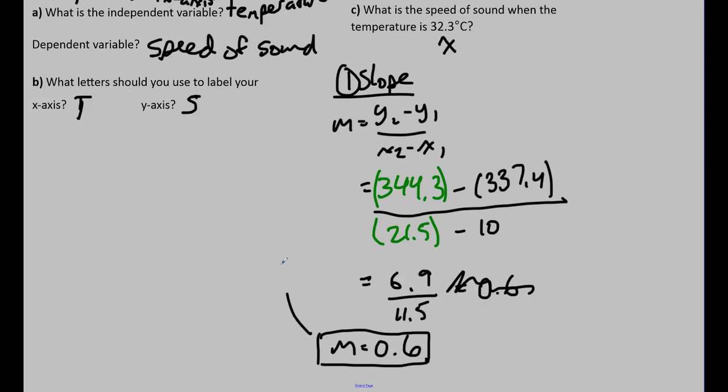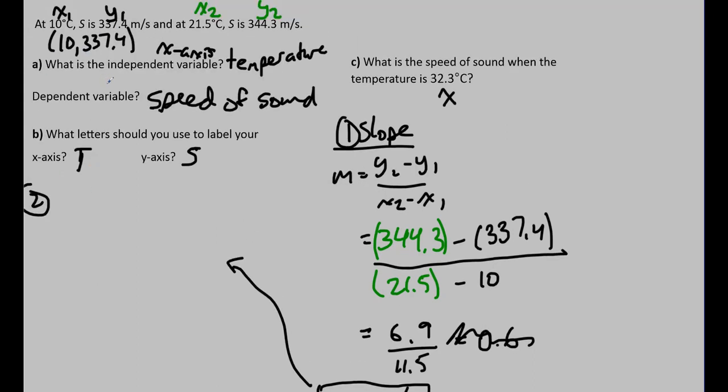So I'm going to plug it back in. I'm just going to put over here, step 2. y equals mx plus b, and I'm going to choose the first one because this number is easier to deal with. So 337.4 is equal to my slope of 0.6 multiplied by 10, and that's equal to whatever the b value is, and then I just do the math.